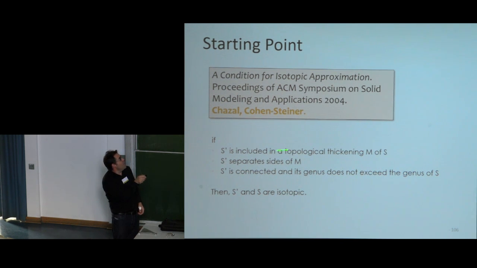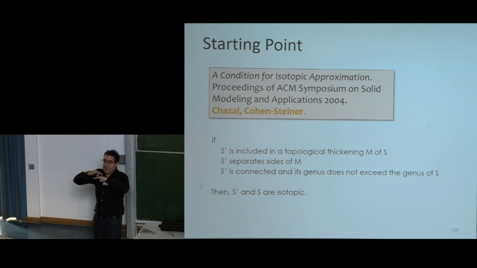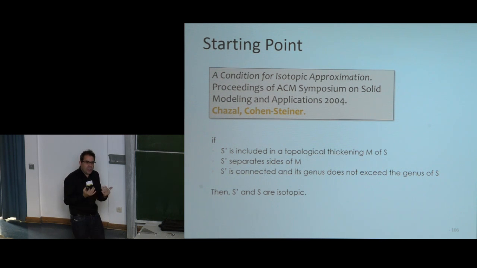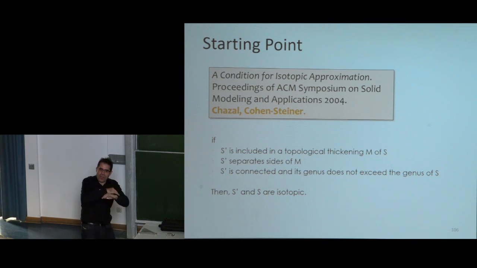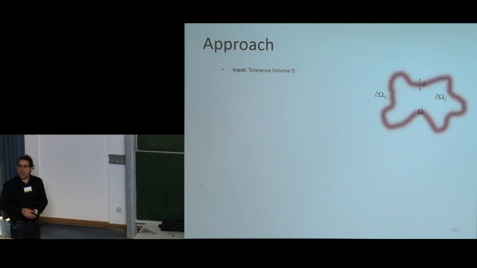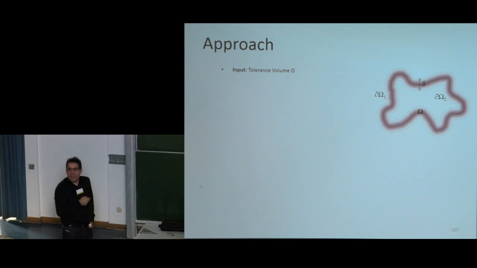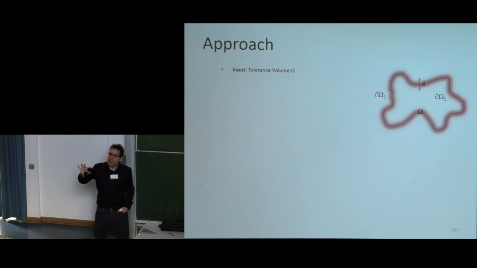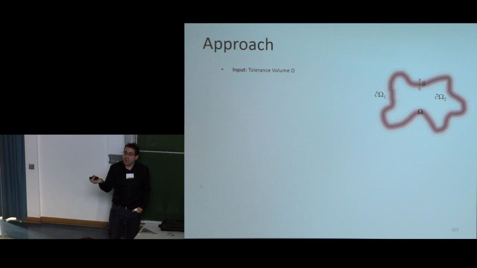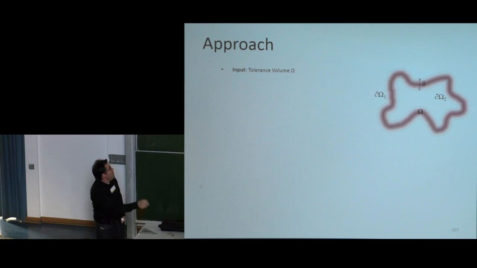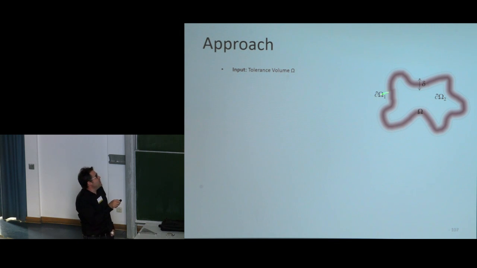Remember, this is like a sandwich. I want the surface to separate the two sides of the topological thickening. So we have to build a kind of sandwich where one surface, our surface, will separate the two sides of the thickening. So our approach is the following. We take this time the tolerance volume, and the trick is to not deal with the surface at this point. I don't have a surface, I have a volume, that's all I have. Suppose our life is simple to start with. I have only two boundaries on my tolerance volume. I call them d omega 1, d omega 2.